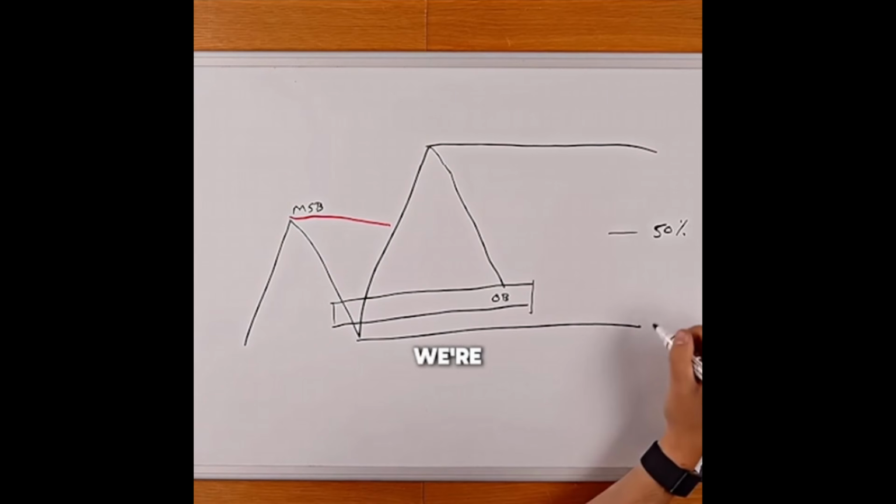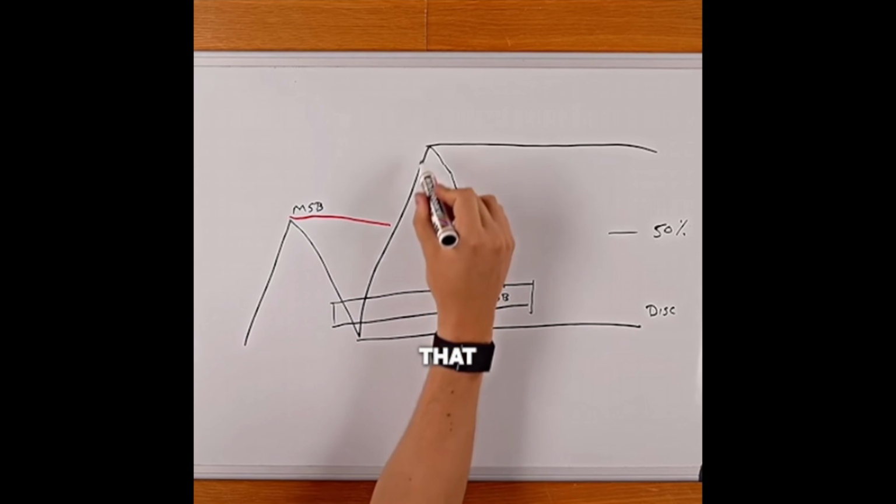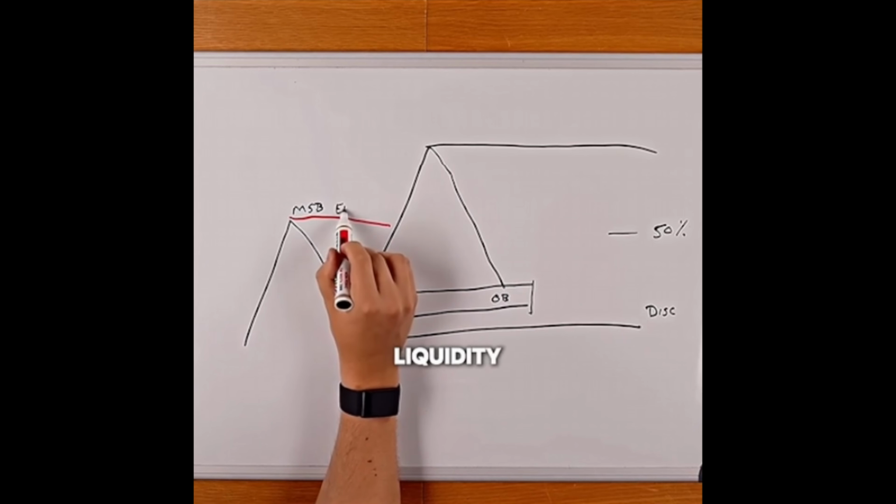Price is now pulled back. We have our 50% line here. We're now in a discount here. This order block is the down move that caused that market structure break. Well, really what happened here is this is external range liquidity that got taken out.